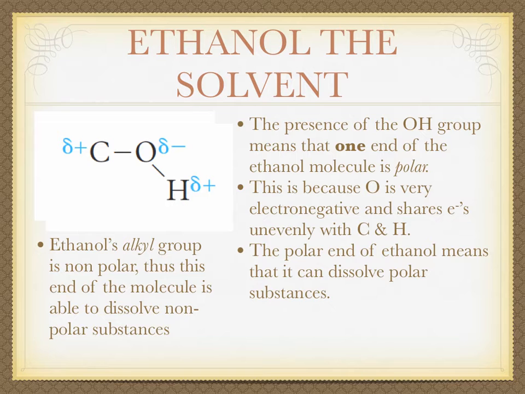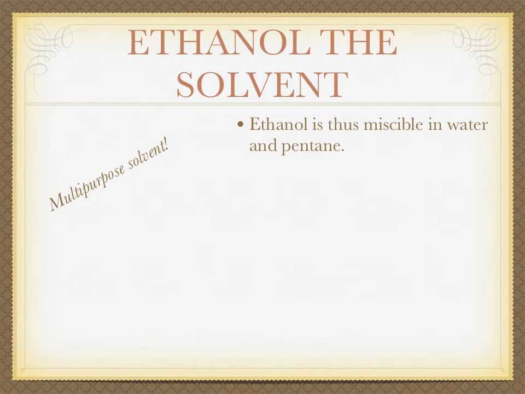So substances with weak dispersion forces, this end of the ethanol molecule has an attraction and an affinity for those particular substances. So it's this end of the molecule that gets to work, so to speak, when dissolving non-polar solutes. For example, this end here, you can see there that that's an end hanging off of the ethanol head, is able to get involved in non-polar miscibility and dissolving. So it's a multi-purpose solvent. It's miscible in water and pentane.